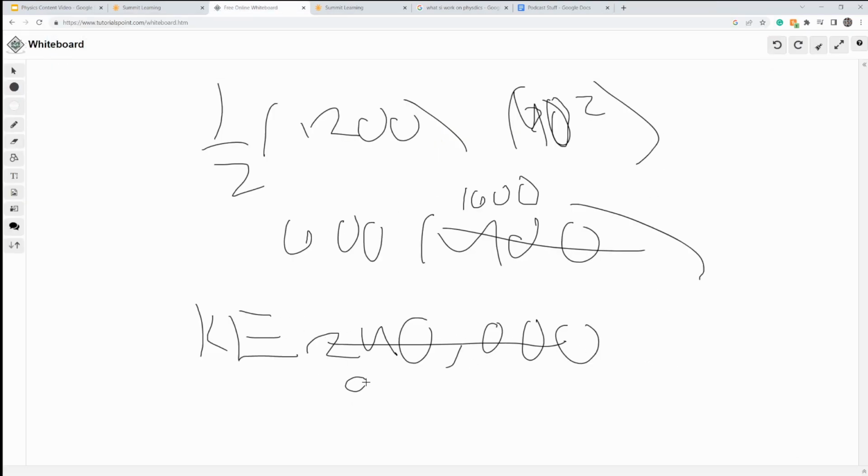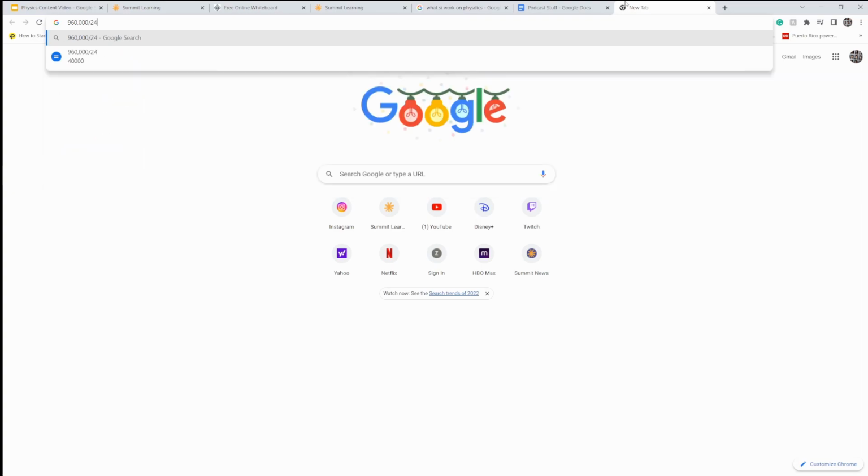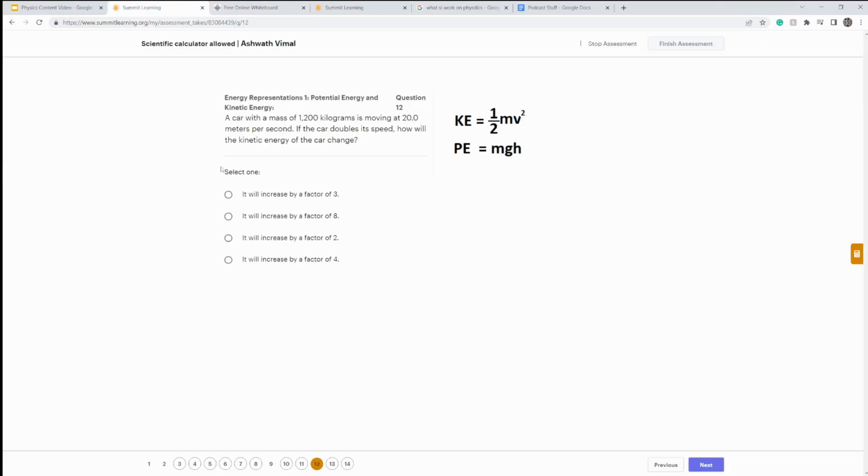So then we'd have 960,000. So now you could do 960,000 divided by 240,000, or you could just do 96 divided by 24, and that would equal 4. It will increase by a factor of 4. And if you want to know a trick, it's squared, right?